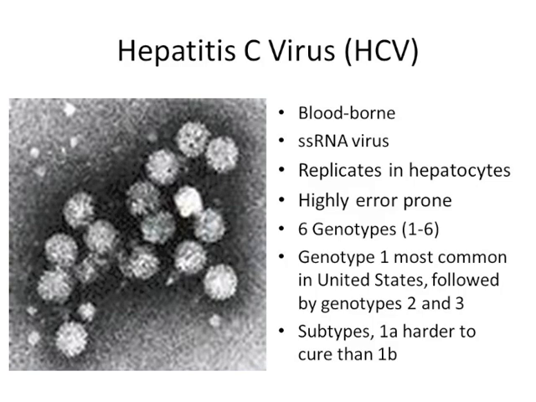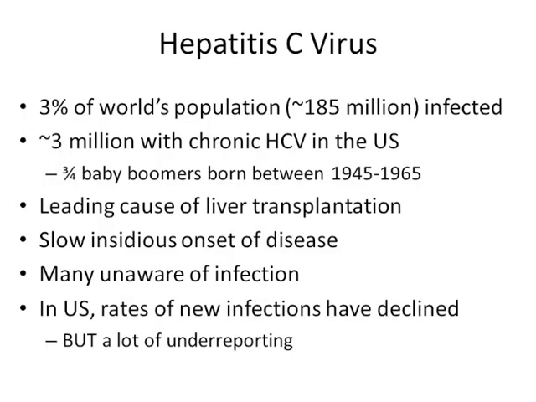So about 3% of the world's population, that's about 185 million people, have hepatitis C. Official numbers in the United States suggest that about 3 million people have hepatitis C, but it's probably closer to 5 million. And that's because a lot of people don't get counted in these official statistics that represent a large proportion of the individuals with hep C, like inmates or veterans or homeless individuals.